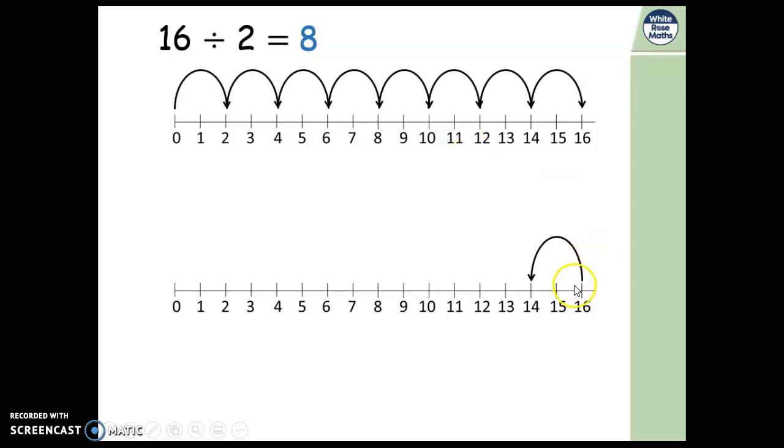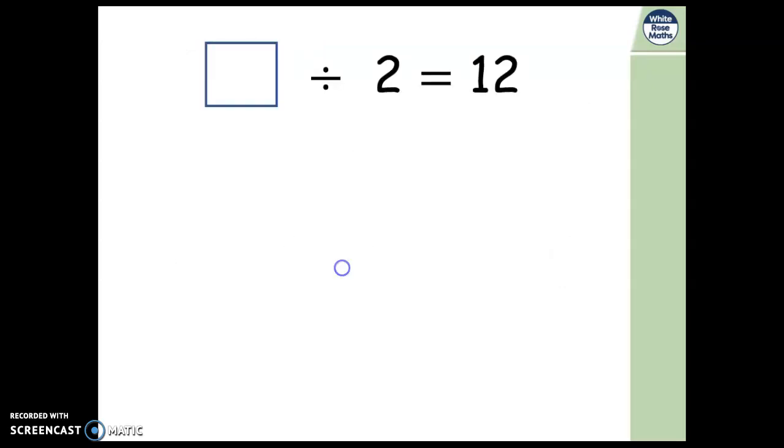We could always do it backwards as well. We start at 16. How many jumps do we need to get to 0? We need to get to 0 because that means that we've shared them equally. If we didn't get to 0, that means we haven't shared them equally. We haven't done the jumps correctly. So 1 jump, 2, 3, 4, 5, 6, 7, 8.